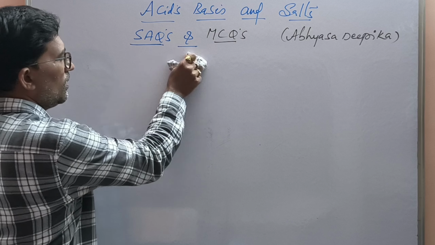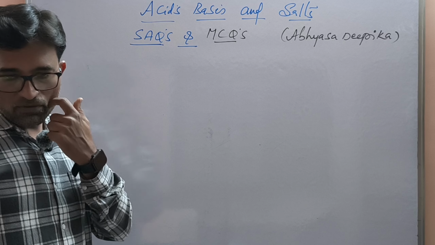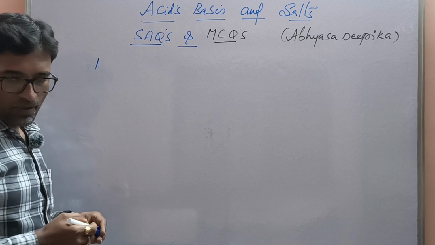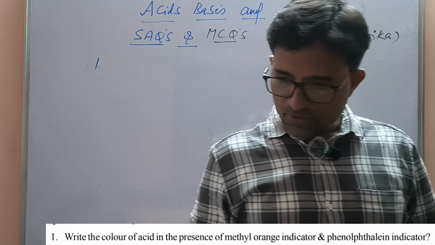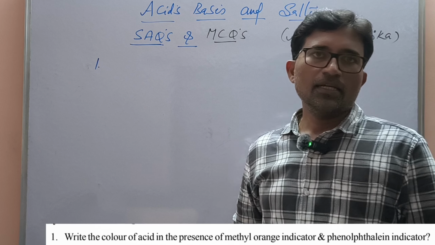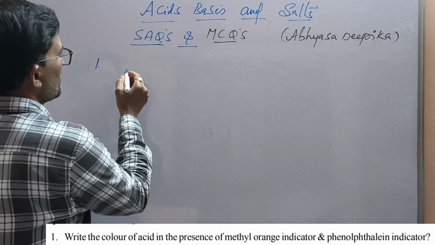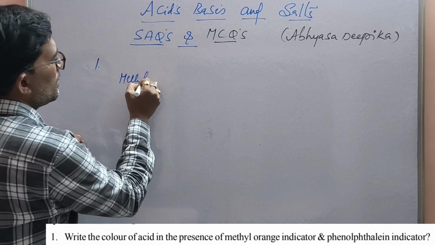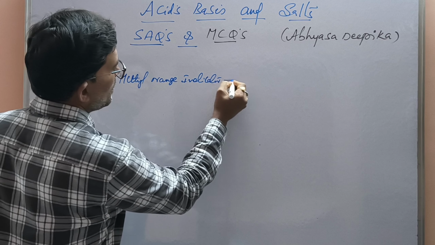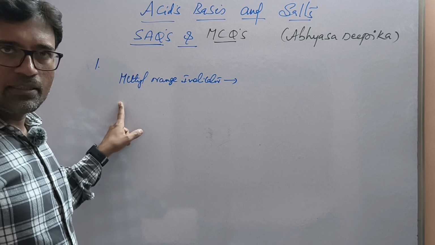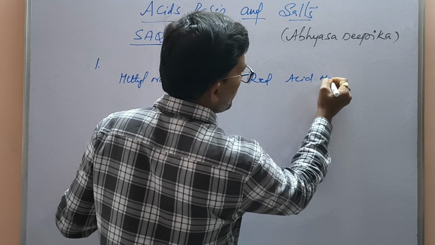The first question, all the questions will be displayed on the screen. Just the first question I will read out. The first question is, what is the color of methyl orange indicator and phenolphthalein indicator in acid medium? What is the color of methyl orange indicator? The methyl orange indicator turns into red color in acid medium.